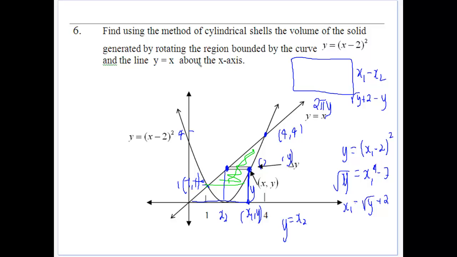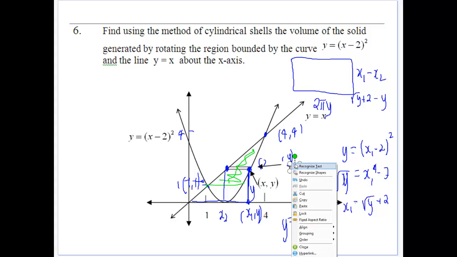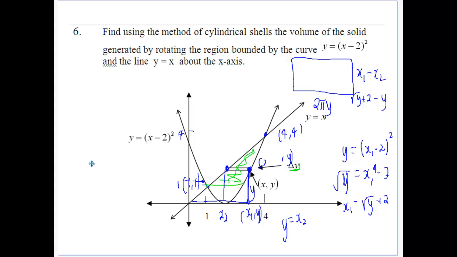So in question 6 here, we've got cylindrical shells there, and it's going to be rotated around the x-axis, which means our thickness is going to be delta y. There's our delta y there. We can move it around. The delta y is there, and we've got an area between the curves this time.